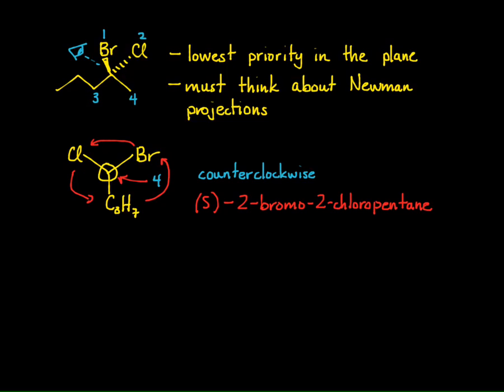So the key is to recognize, obviously, how to assign priorities, but also to think about where your lowest priority substituent is. If it's going behind the plane of the board, you can simply ignore it. If it's coming out at you, you have to reverse the direction. If it's in the plane of the board, though, that's probably sometimes the toughest scenario, and you really have to think about the Newman projection to do so.